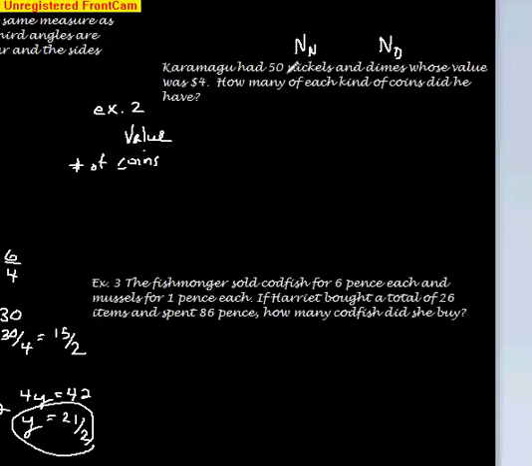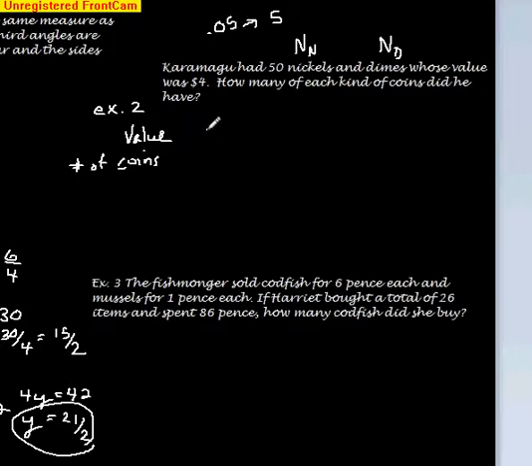So our value, we have 50 nickels and dimes, whose value is $4. Well, we know that a nickel is worth 5 cents. And when we do these problems, we're not going to write it like this, we're just going to write 5. We're going to move all our decimal points over 2 places to the right.